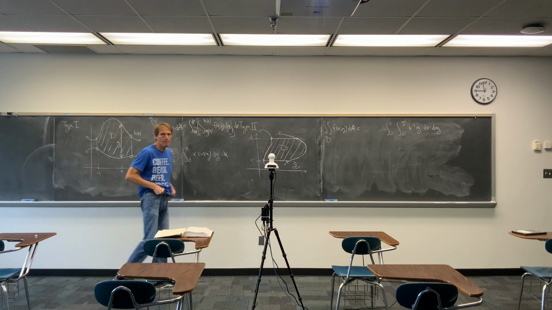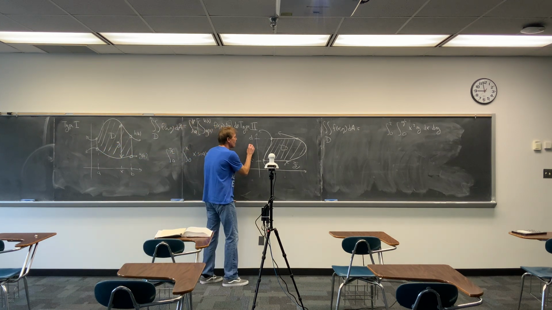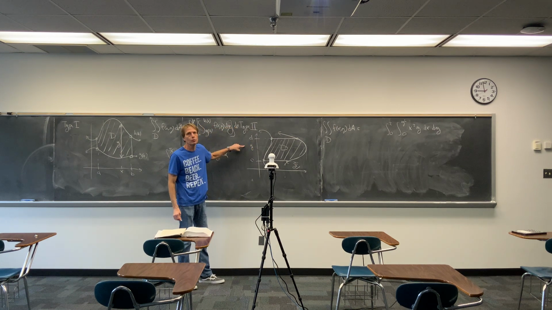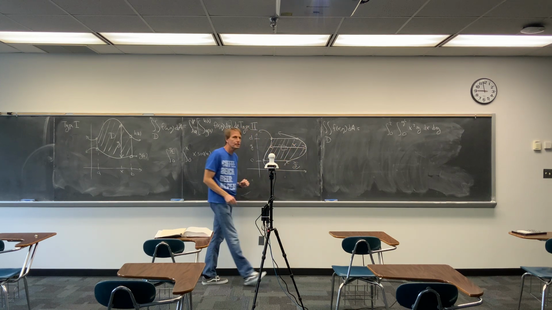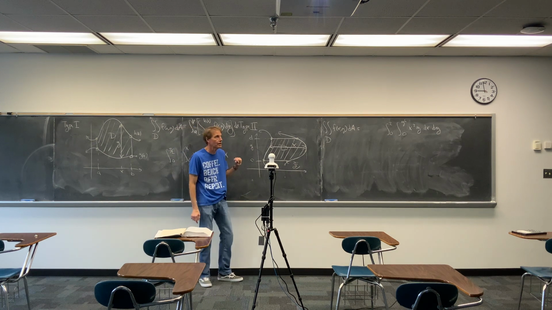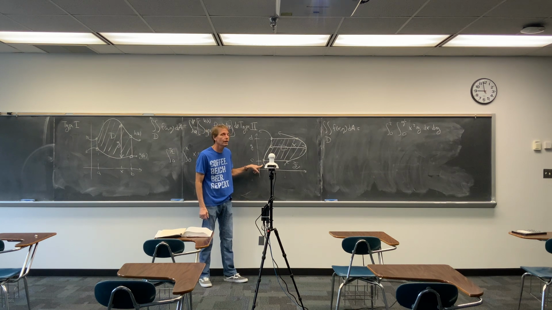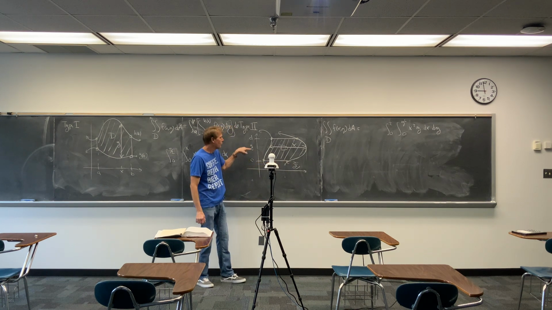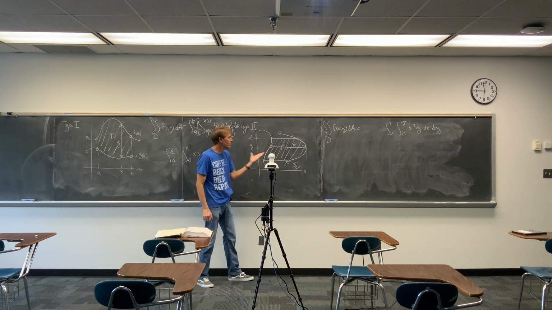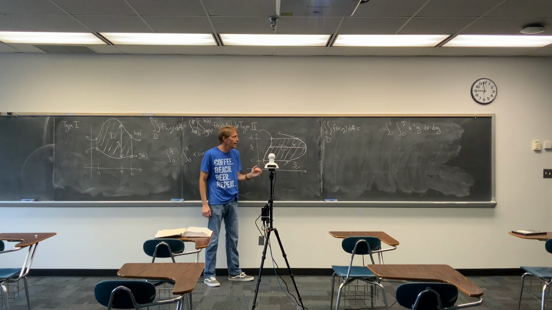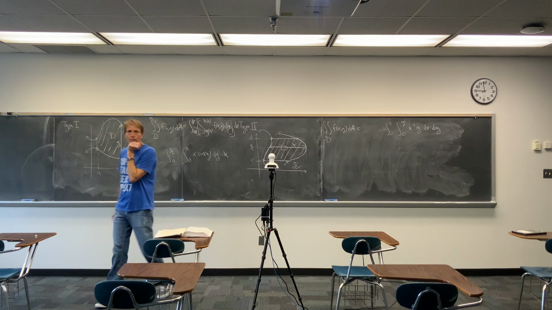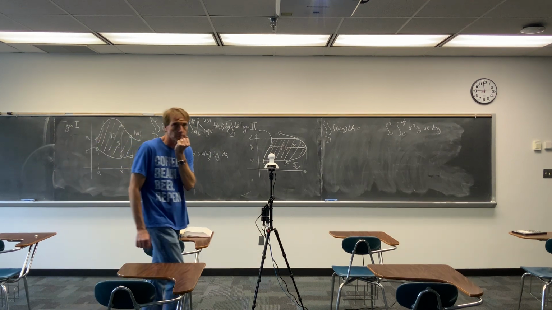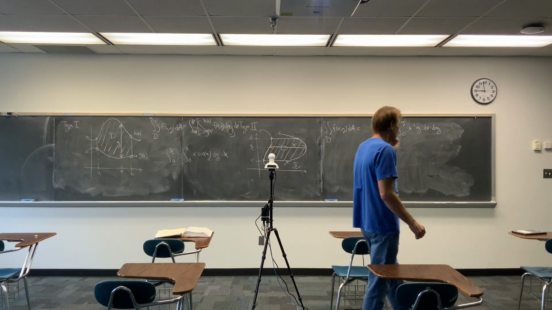Now for type 2, it's just the opposite. For every y between c and d, the corresponding x runs between g of y and h of y. As y goes between c and d, the corresponding x goes between g of y and h of y. So write down the double integral that would represent that volume, if we're integrating f of xy over D.